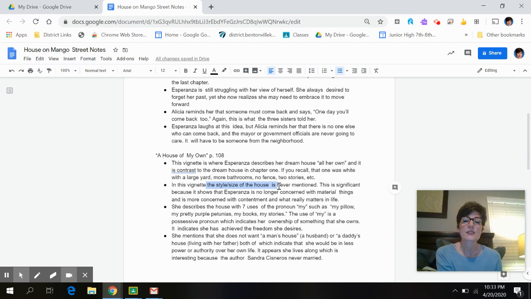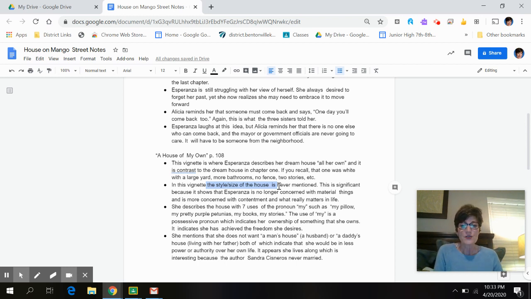So I think it's really significant to show that she's no longer as concerned with material things, and she's more concerned with contentment and her writing, because her writing is really mentioned a lot, where she mentions things like clean as paper before the poem. So she continues to mention my books and my stories. So it's really a place where she can create and make the craft of writing come alive and where she can feel peaceful, but it doesn't really matter anymore to her maybe what it looks like or how big it is.